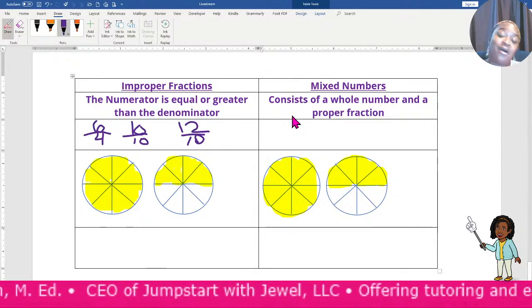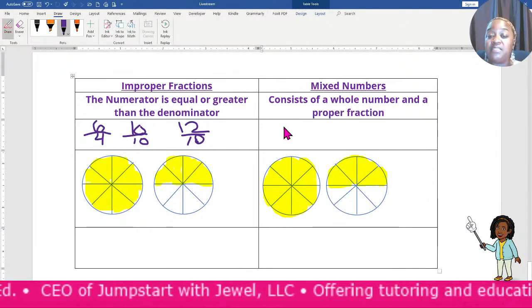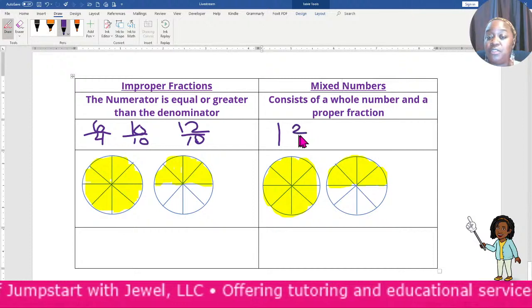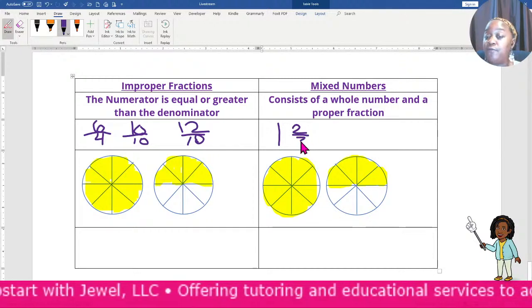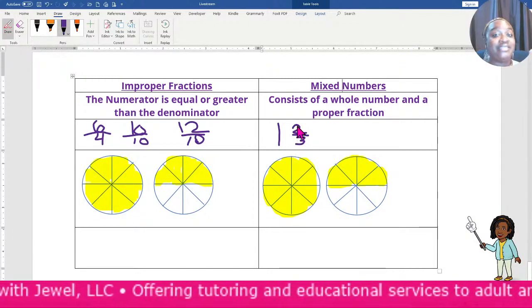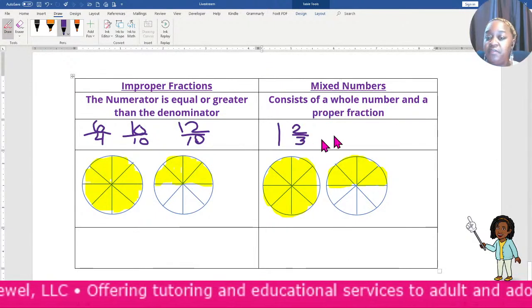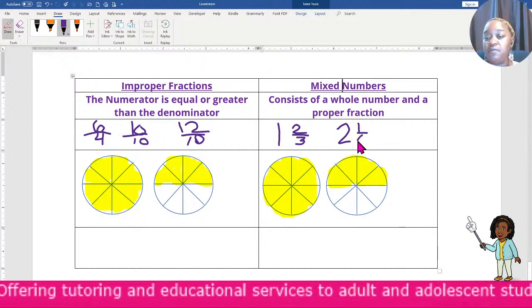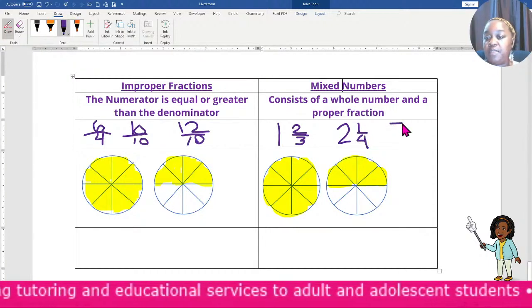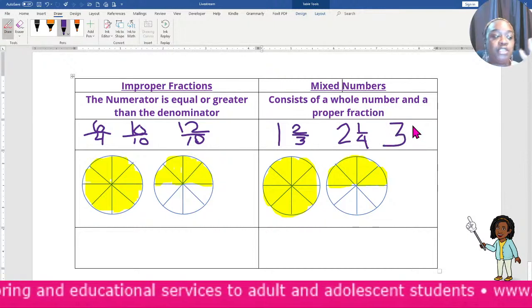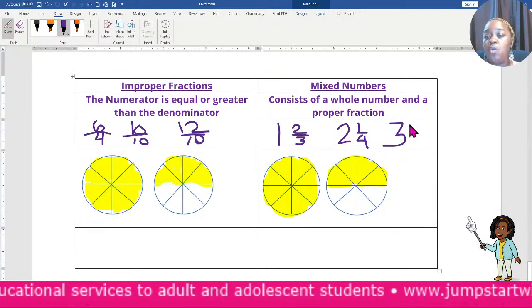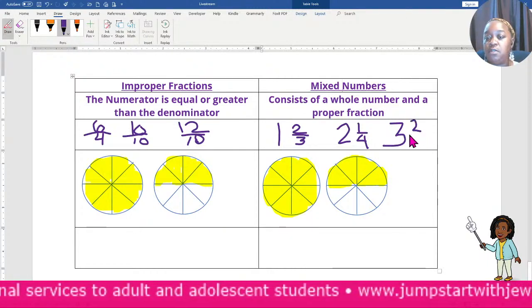Mixed number, some people call them mixed fractions. Mixed number consists of a whole number. So you might see a 1 and 2/3, a whole number and a proper fraction where the numerator is smaller than the denominator. 2 and 1/4. I've seen 2-digit whole numbers before doing fractions. It just depends on what you're doing.